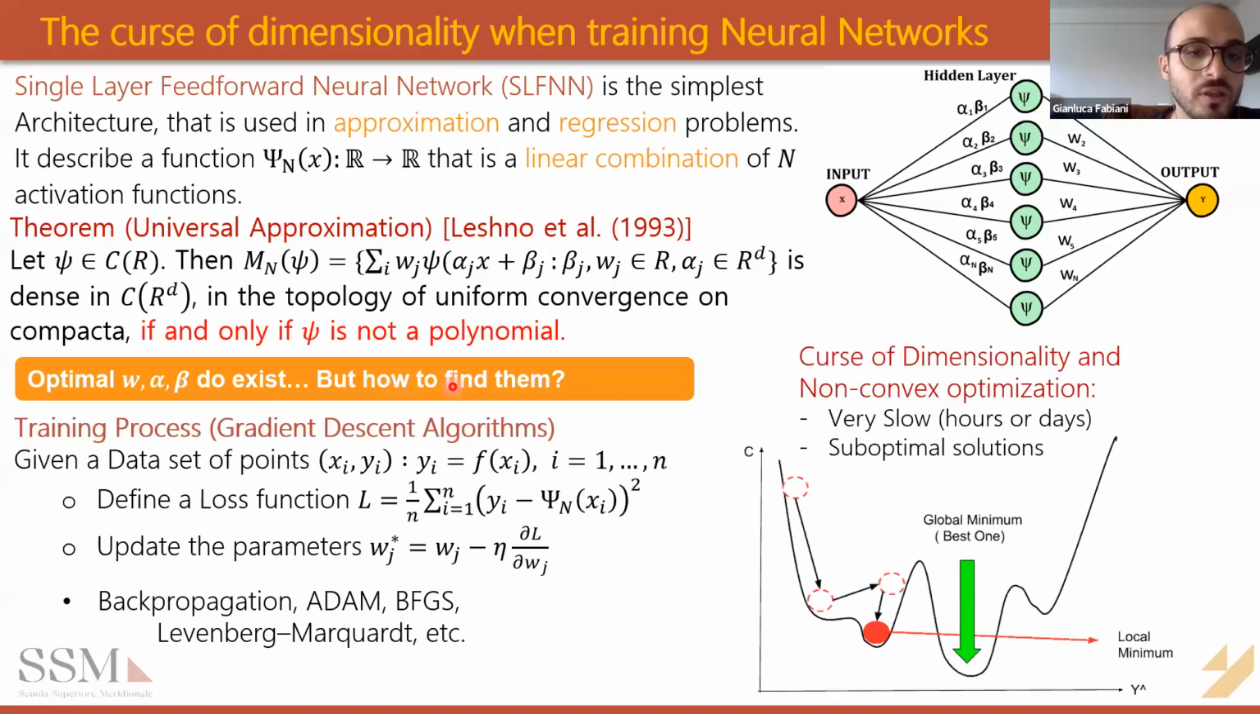So we have to proceed with an iterative process, a training process, usually a gradient descent algorithm that may include backpropagation, Adam, BFGS, Levenberg-Marquardt. But we have a non-convex optimization problem. So what we can find are only suboptimal solutions, because we are usually trapped by local minima. And also, if we want to solve large-scale neural networks, then we have a curse of dimensionality in the weight space, and this may require hours or even days to train a large-scale neural network.